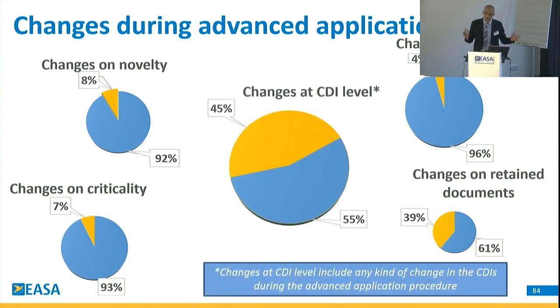So overall, if we consider the CDIs, 55% of the CDIs were accepted as they were proposed, including the list of documents and activities retained by the agency, and in 45% of the cases we asked for some changes. We believe that this is a good result because it means that the guidance was clear enough to be applied in a systematic way, and we believe also that this was a good experience for everybody.